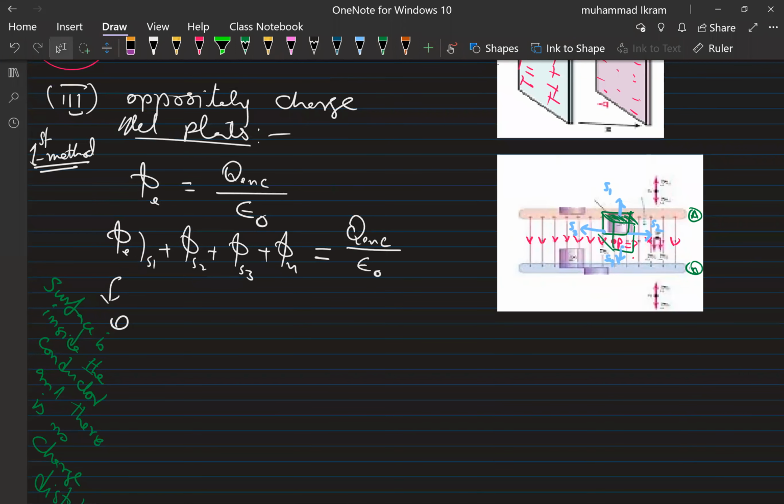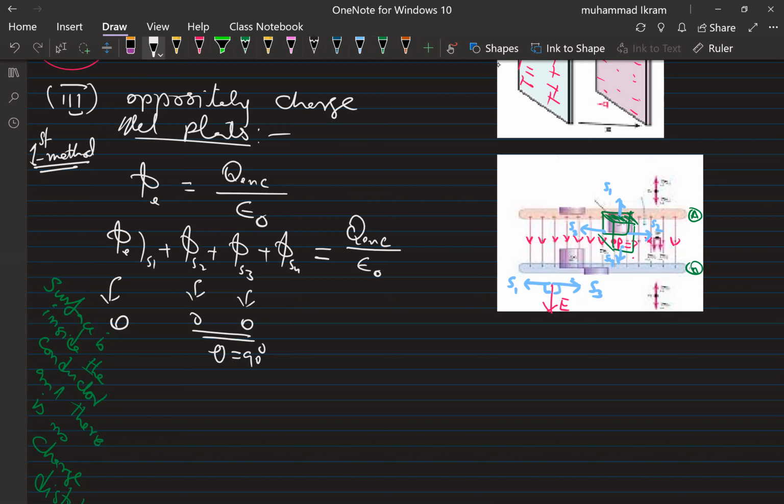Now the surfaces S2 and S3 also contribute zero flux. Why? Because theta is 90 degrees, right? Look, the electric field intensity is downward. As you see, the electric field E is in this direction, and the surfaces make an angle of 90 degrees, so the flux will be zero. So the only surface that is left is the surface S4.